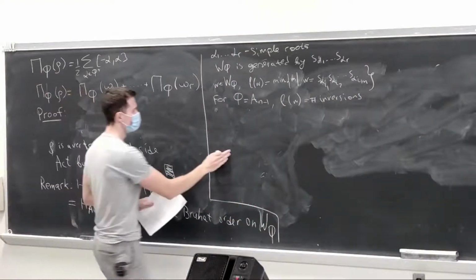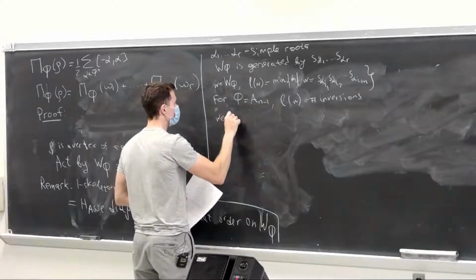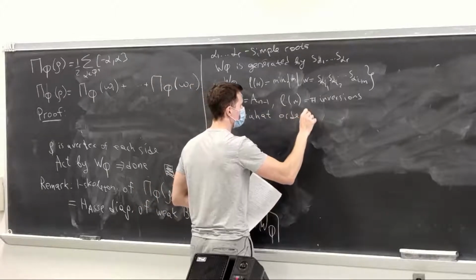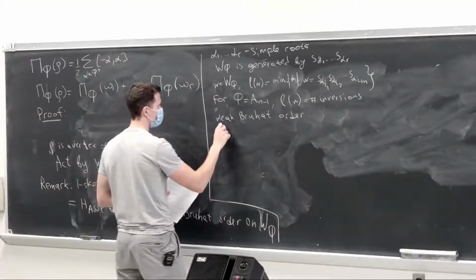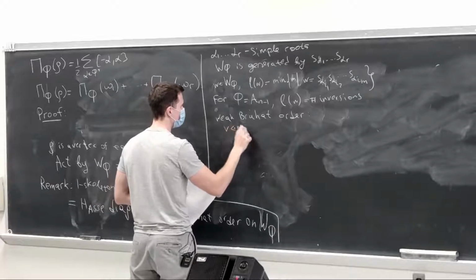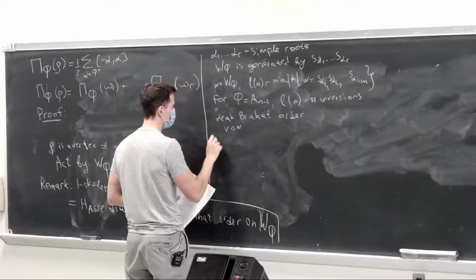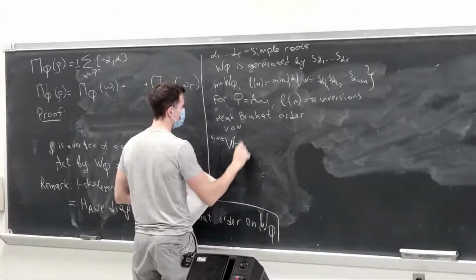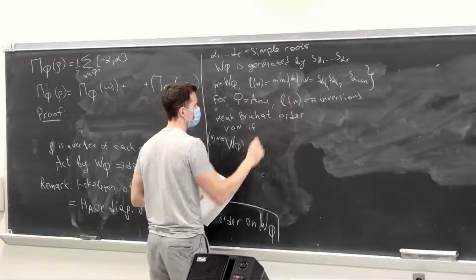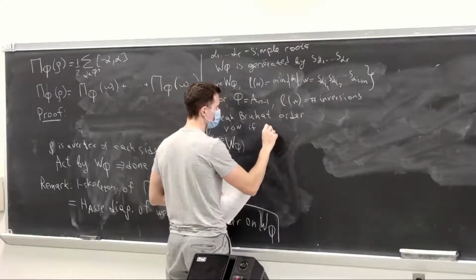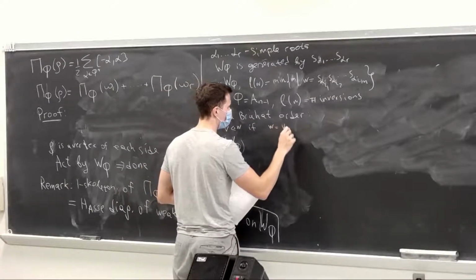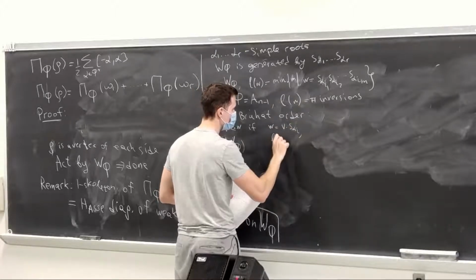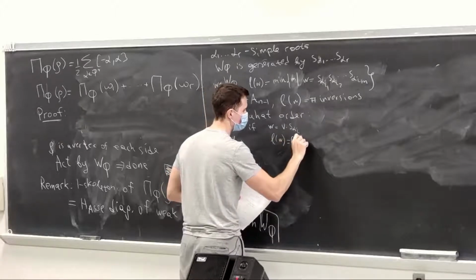And in particular, you can define the weak Bruhat order by the same sort of rule: V is covered by W, for V and W in your Weyl group, if W is obtained from V by multiplying by a simple reflection, and the length of W is the length of V plus 1.